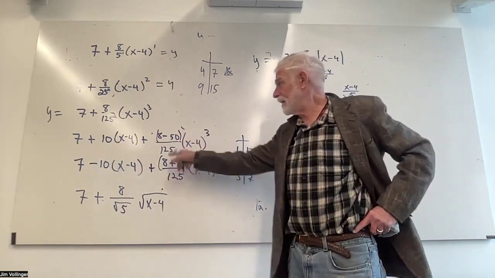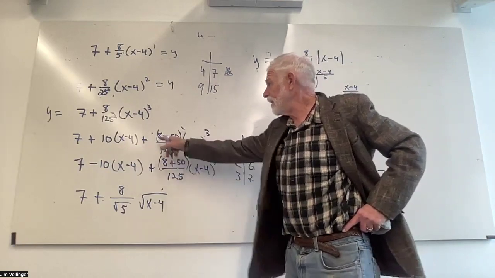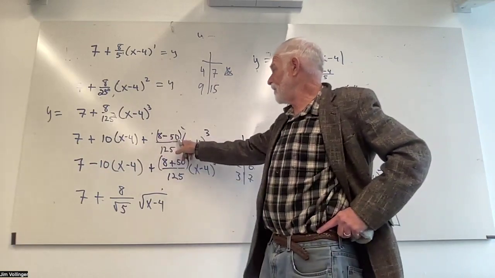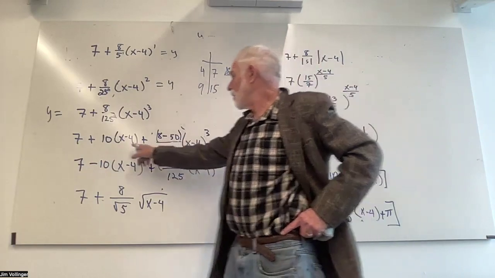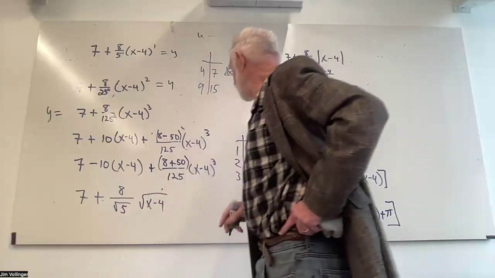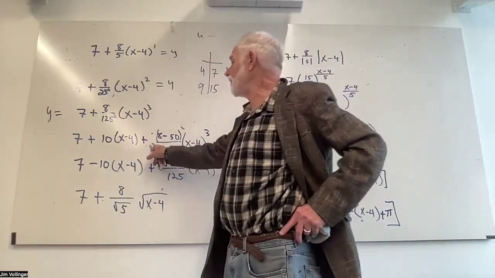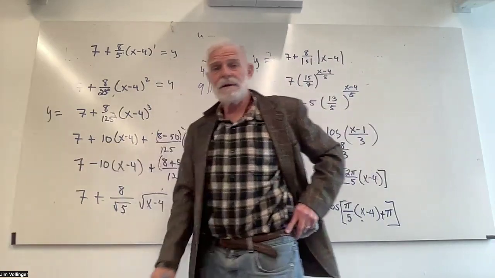Interesting. Because when I put 9 in here, the 125s cancel. I get minus 42. Over here, I get 50. Let's see now, did I do this right? Minus 42. Oh, yeah, 50. 50 minus 42 is 8. And 8 plus 7? 15.